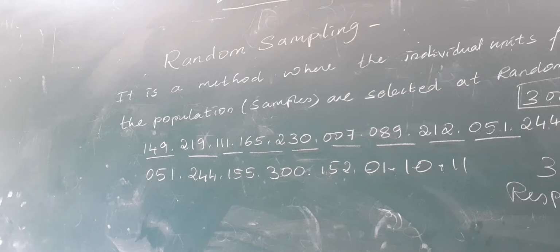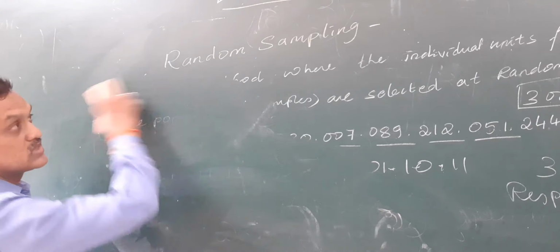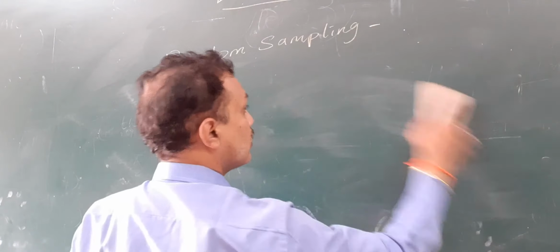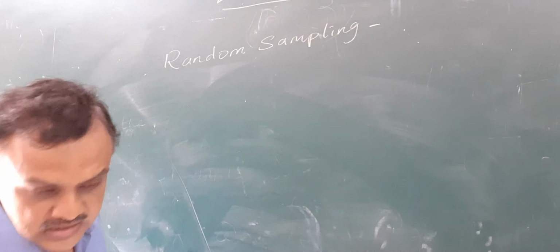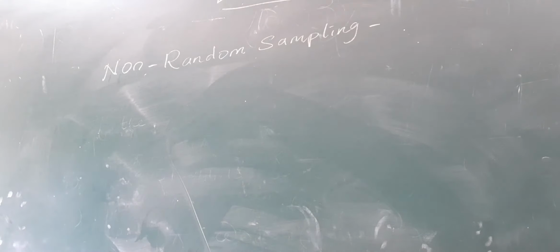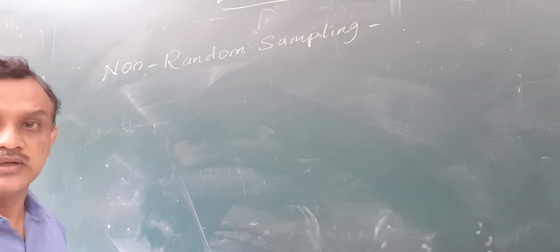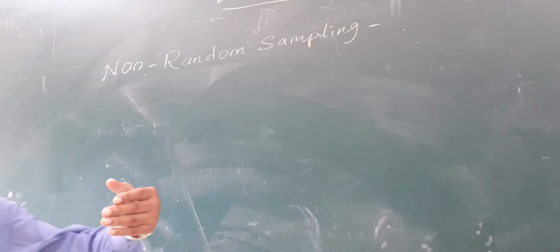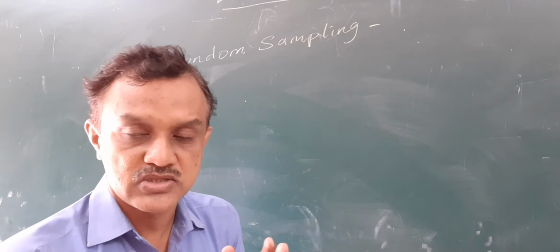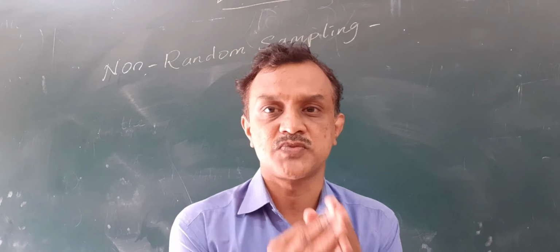Now the next part we are going to study is non-random sampling. Which is the next thing we are going to study? The non-random sampling. So what is non-random sampling? Non-random sampling is a method where all the units of the population do not have the chance to come and give their response.